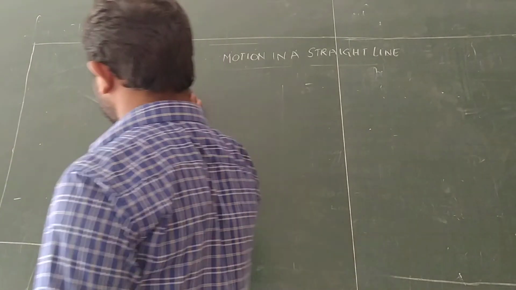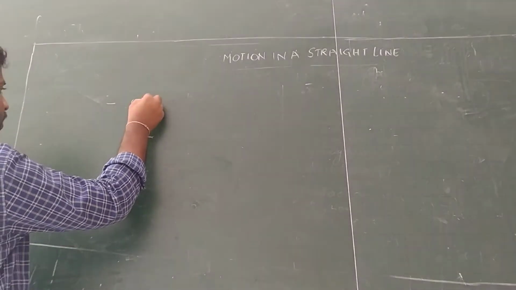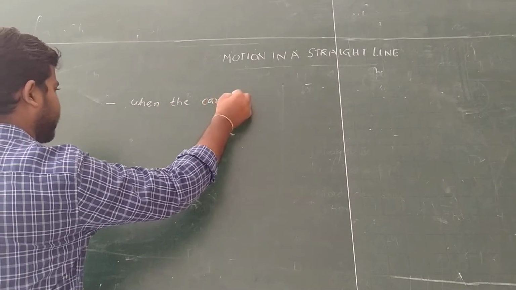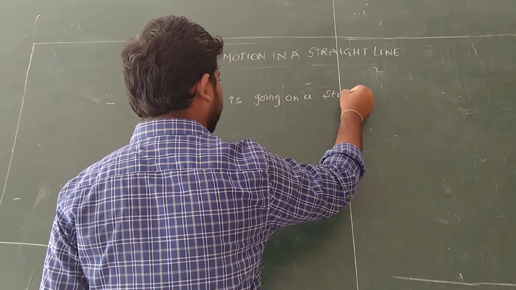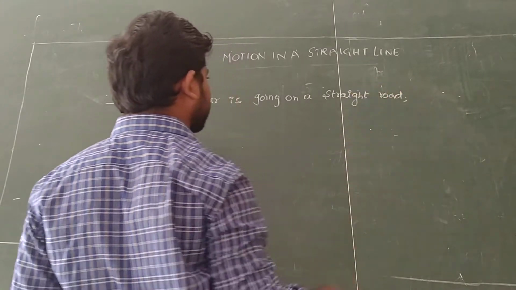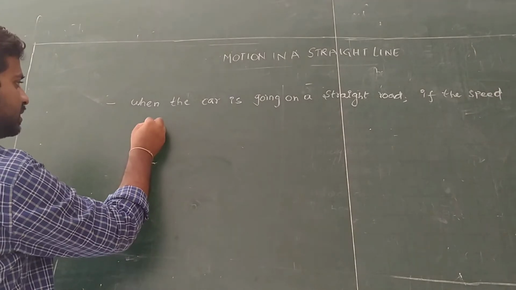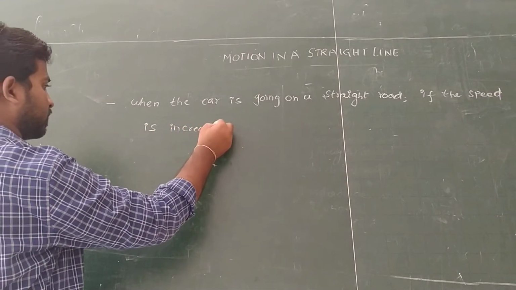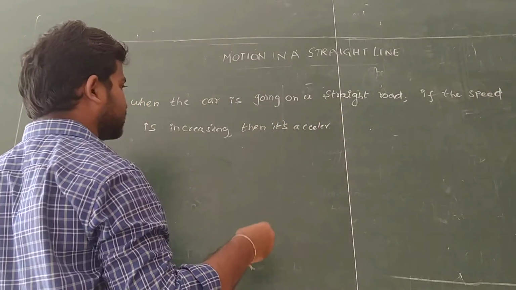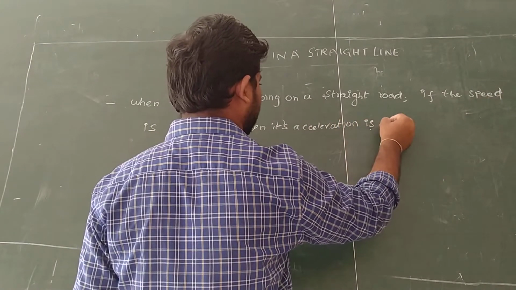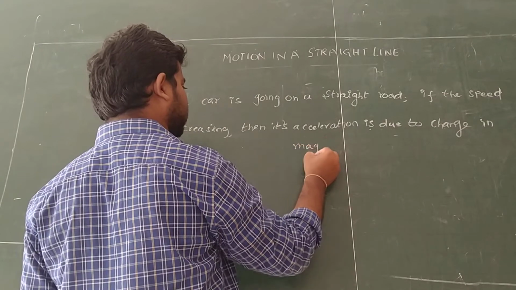Now I will discuss two note points. The first note point is: when the car is going on a straight road, if the speed is increasing, then its acceleration is due to change in magnitude of velocity.